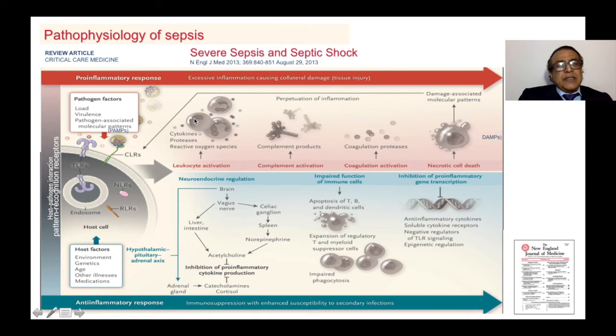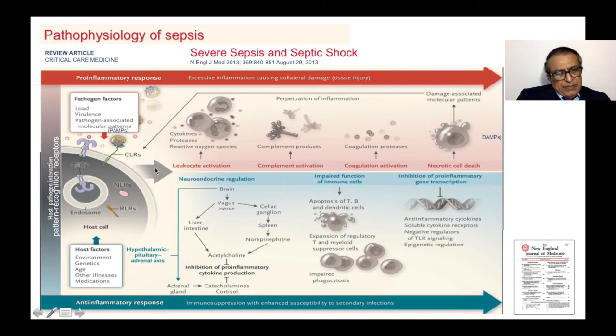Now, the first part, the pro-inflammatory response, is generated through leukocyte activation, complement activation, coagulation activation, and then of course it leads to necrotic cell damage, and this necrotic cell damage leads to the production of DAMPs, and these DAMPs again get into the circulation and activate and recruit more and more inflammatory cells into the process, and this is a vicious cycle which continues as an ongoing process.